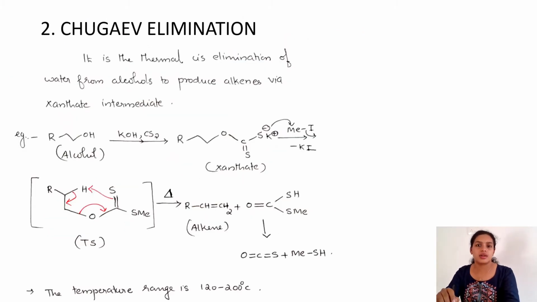And the second one, which comes under thermal eliminations, is Chugaev elimination. It's a thermal cis elimination of a water molecule. Actually, the water molecule is eliminated from an alcohol, but not directly, by a xanthate intermediate. So let's see.